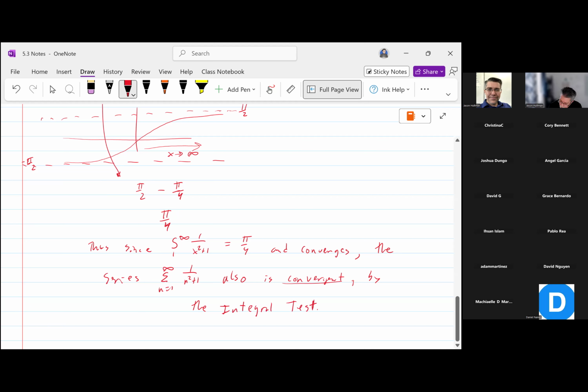On the exam, I would like you to tell me which test you used at the very end, like, this is by limit comparison test, or this is by alternating series test, or this is by integral test, whatever test you're using. I want you to tell me that test. If it's divergence test or geometric series test.